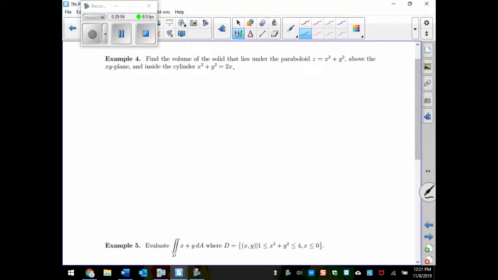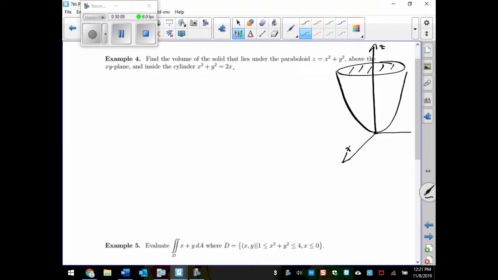Okay, so apparently that's a cylinder. Let's go ahead and sketch the region here. So here is our paraboloid. Looks something like this. Here's the z-axis, and here's the x and y. And we have a cylinder. So if you complete the square, x minus 1 squared plus y squared equals 1. So it's a cylinder centered at x equals 1, y equals 0. So that's right here. And the radius is 1.